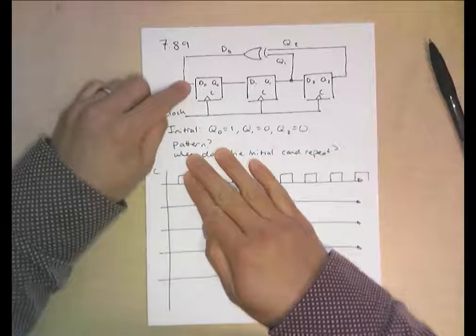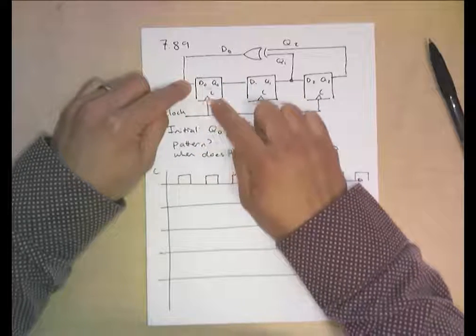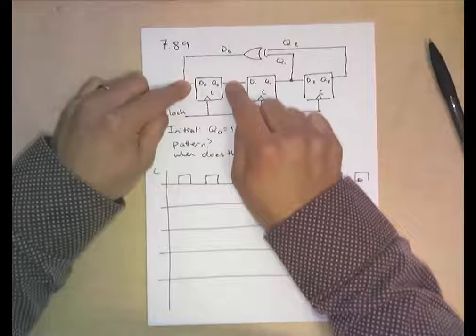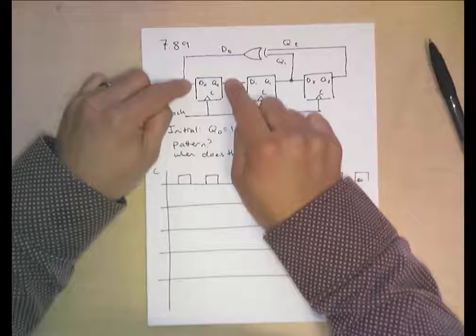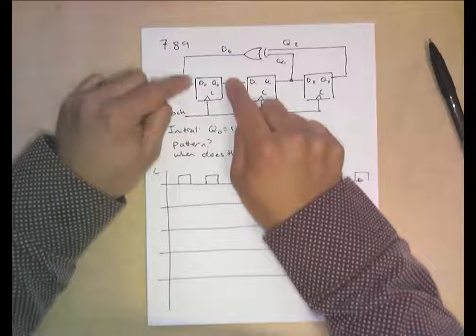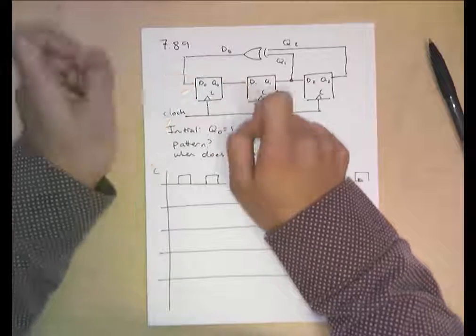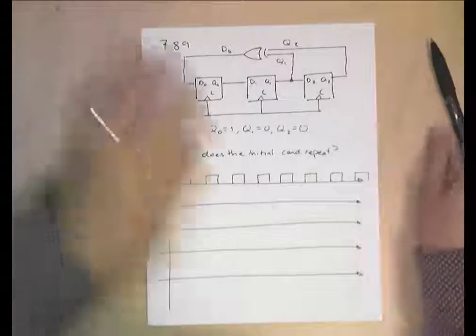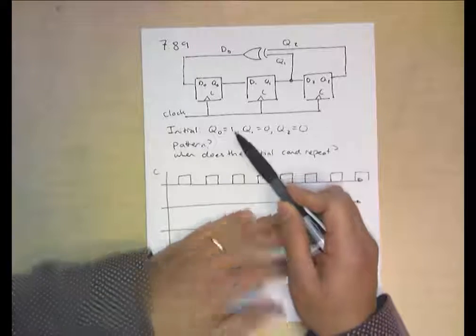So if D was 1 and Q was 0, and the clock edge happens, then Q becomes 1. If D was 0 and Q was 1, then when the edge happens, Q becomes 0. And if D was 1 and Q was 1, and the edge happens, it just stays the value it was. Okay, so they give us some initial values.